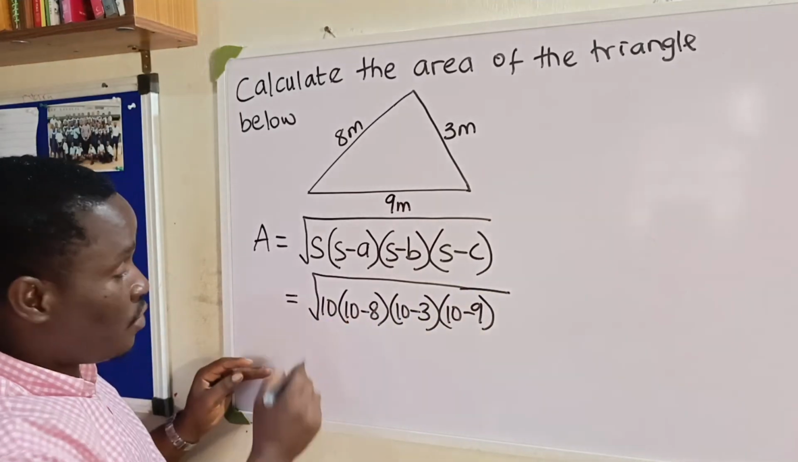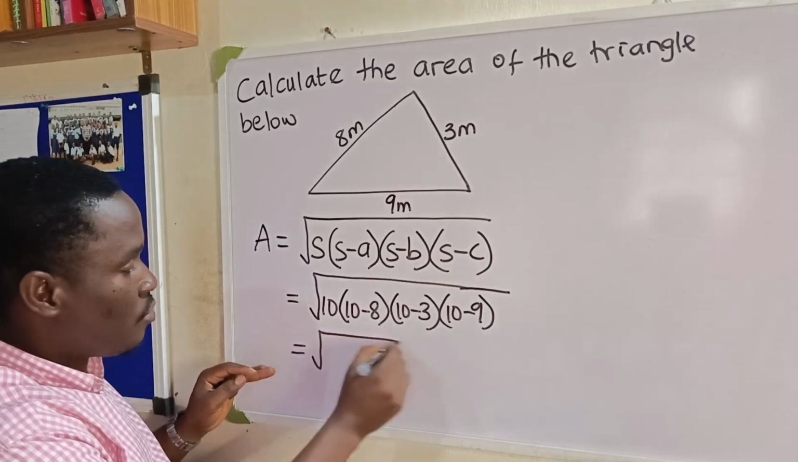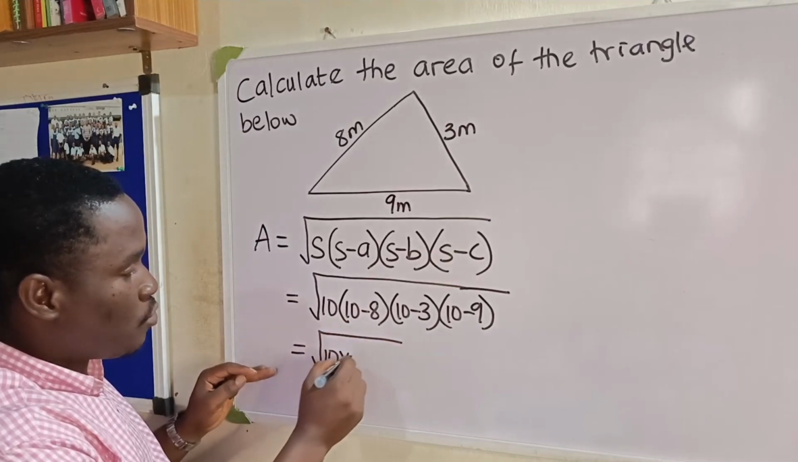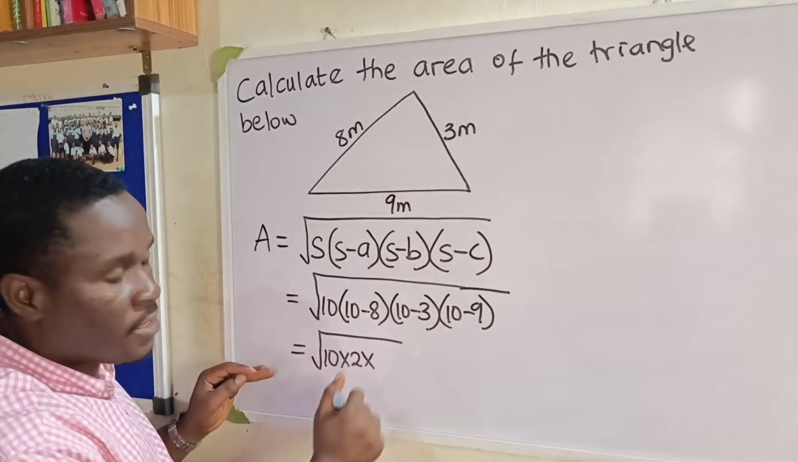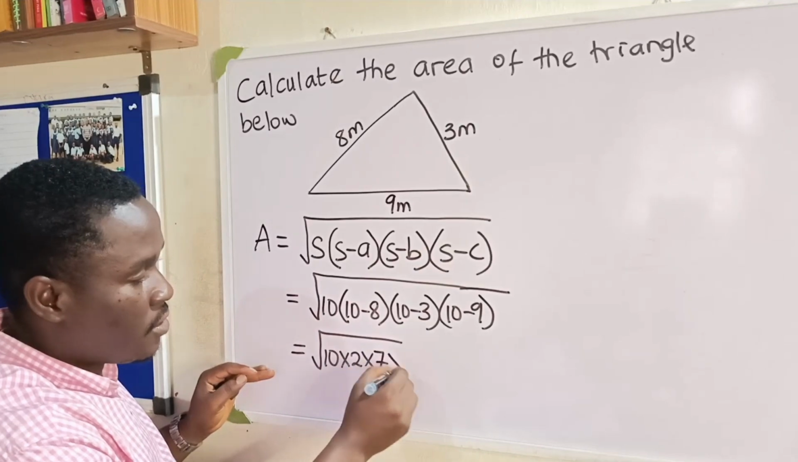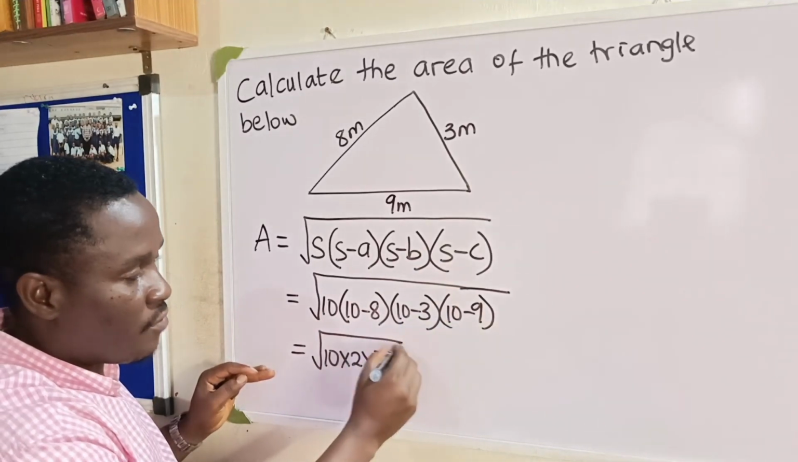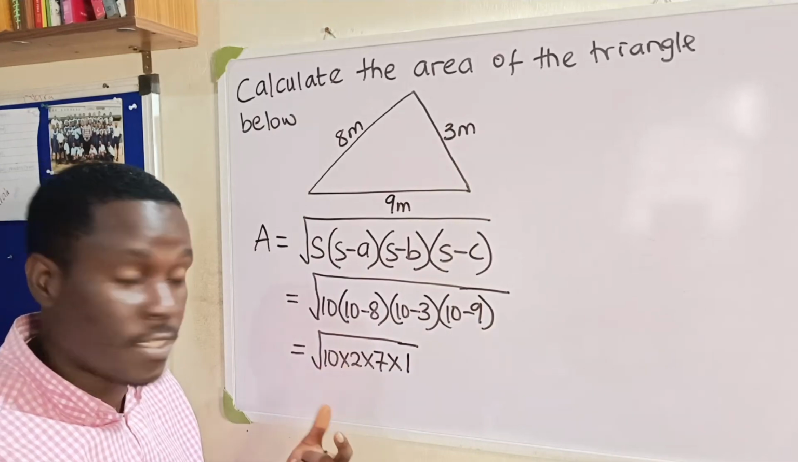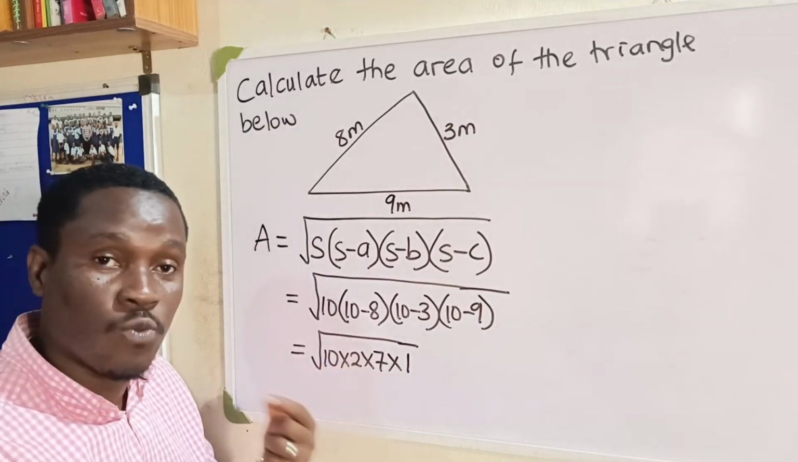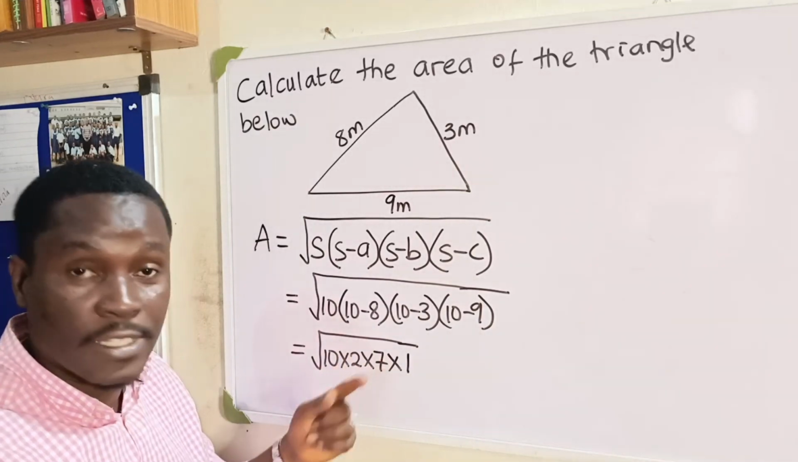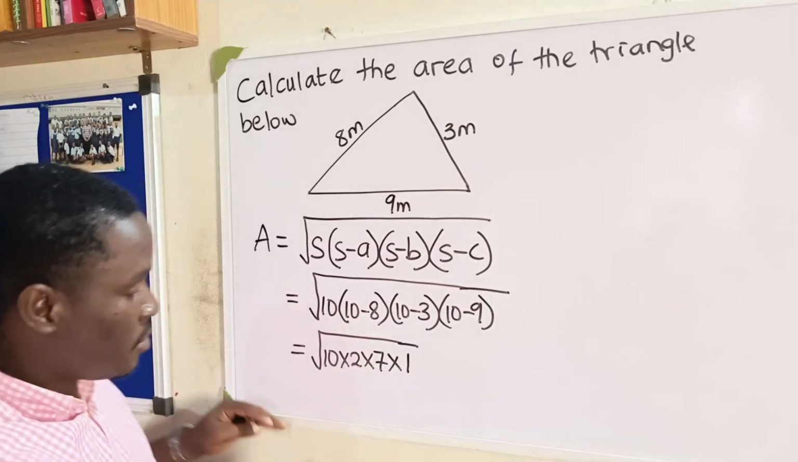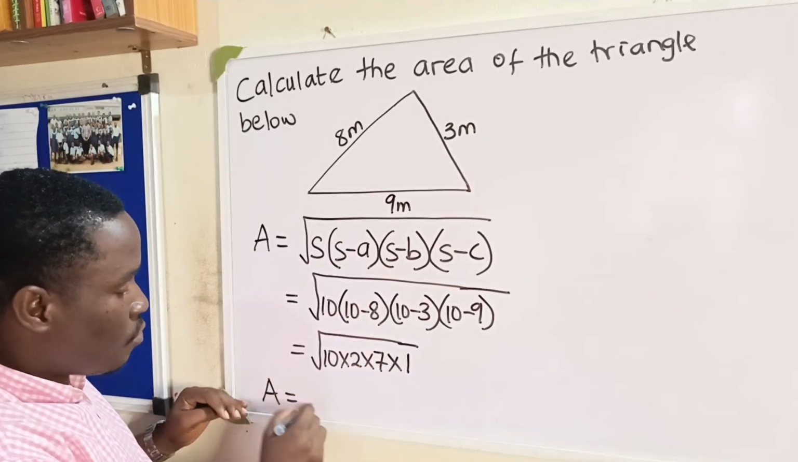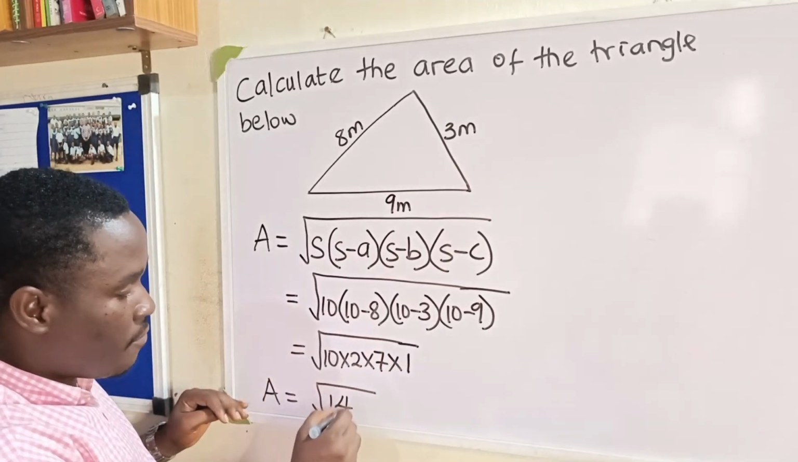So 10 minus 8 is going to give us 2. So we'll have square root of 10 times 2 times 10 minus 3, which gives us 7, times 10 minus 9, which gives us 1. So now we have 10 times 2, that's 20. 20 times 7, that's 140. 140 times 1 is equal to 140. So A is equal to square root of 140.